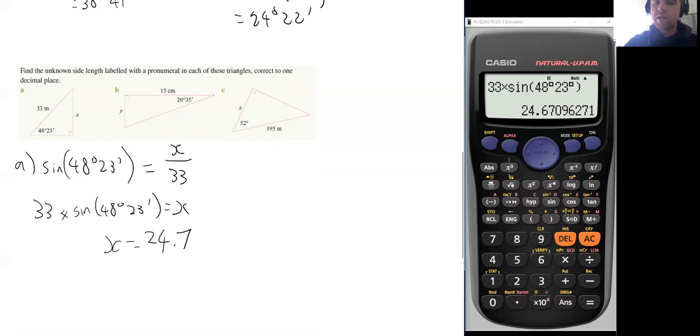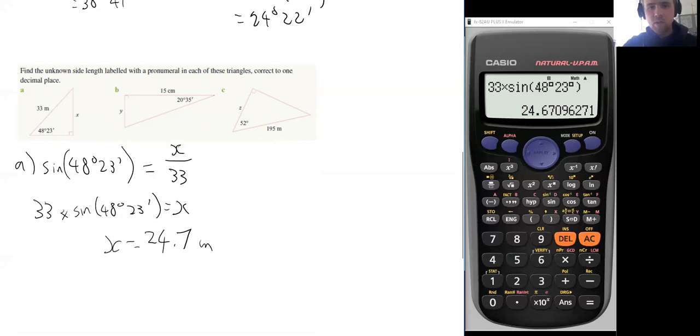So this time we have the side length. Okay, we're not trying to find an angle, so we don't measure it in degrees and minutes. We're finding a side, so we measure in decimal places. And it's going to be in meters as well, because the other side was in meters as well.